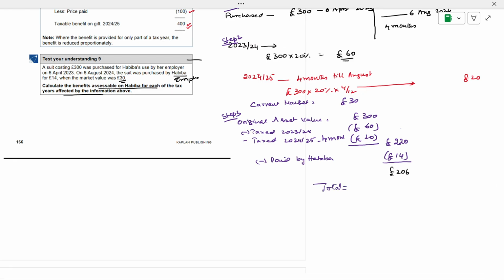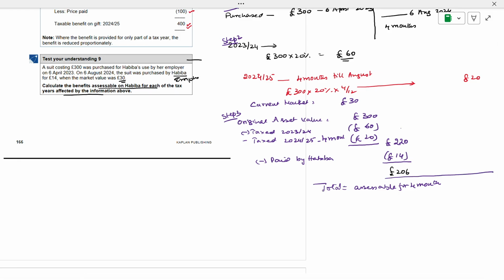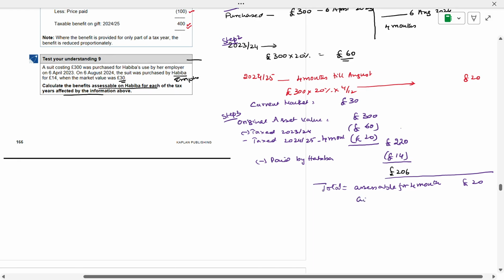See the thing. Total accessible for 4 months. How much for 4 months? See, I'm putting it separately. It comes to 20. Okay, when gifted, not gifted, he has purchased. When Habiba purchased, how much is the taxable benefit? 206. How much is the total benefit? 226.